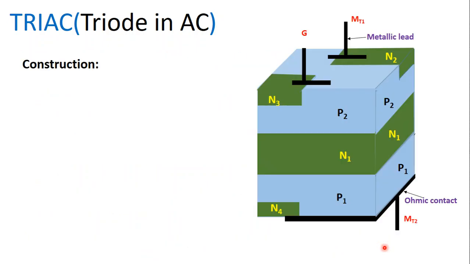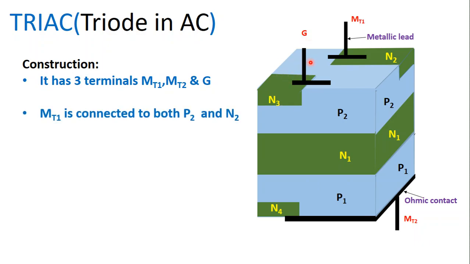Now let us see the construction of the triac. This is the three-dimensional schematic diagram of the triac. It has three terminals, that is main terminal 1 (MT1), main terminal 2 (MT2), and the third one is gate terminal G.